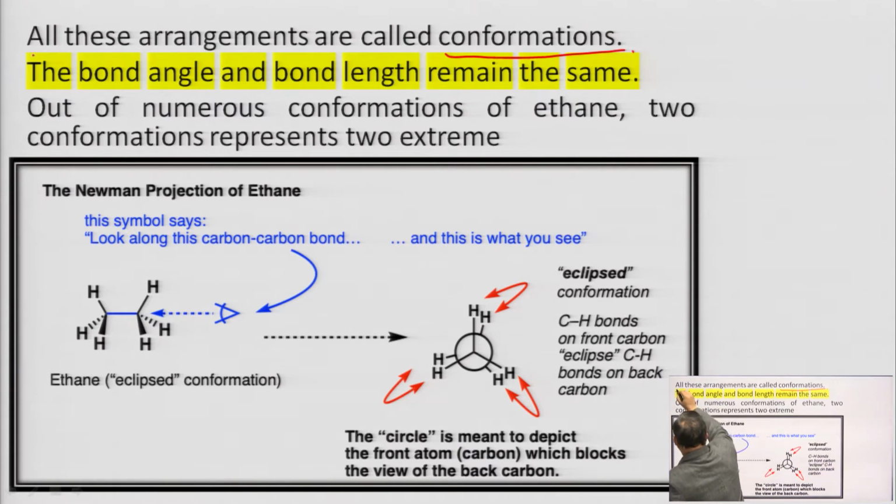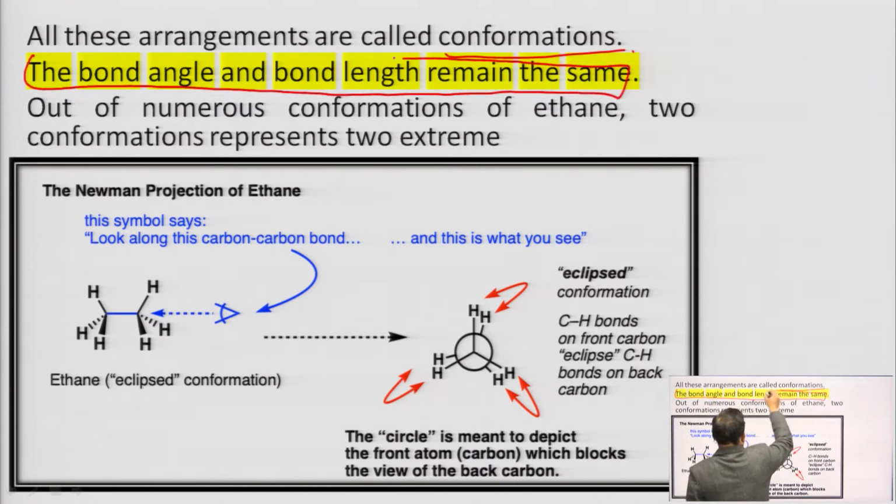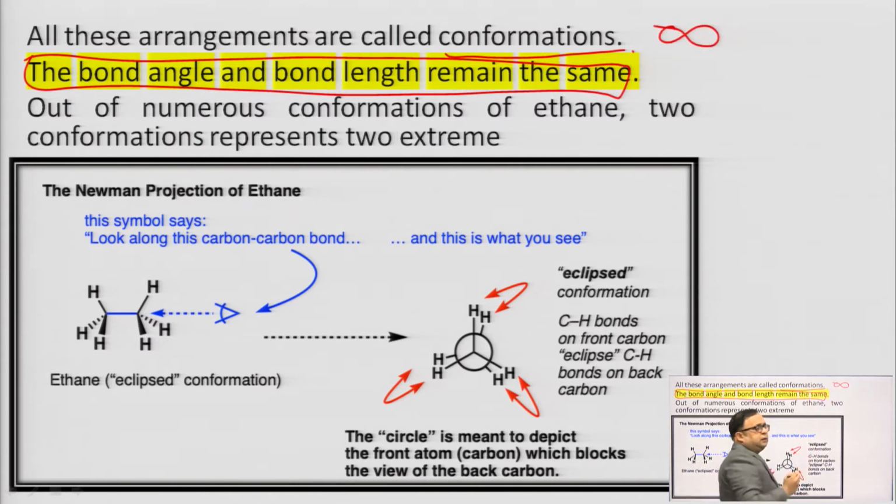But remember this: the bond angle and the bond length remain the same. That is the quality of these conformations. So, how many conformations are there? There is no limit; conformations are infinite in number. By the rotation of the carbon single bond, we get an infinite number of conformations, and the beauty is that the bond angle and bond length remain the same. And out of numerous conformations, we are looking for two extreme conformations.